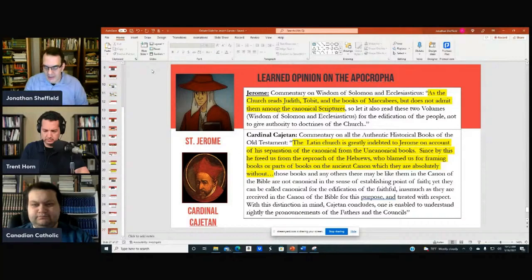And in the major studies throughout church history, the learned opinion of Jerome, Cardinal Jimenez, Cardinal Cajetan, and the Anglican Church held that they should not be admitted as canonical works or have authority over doctrines in the church, but simply be read for the edification of the people.